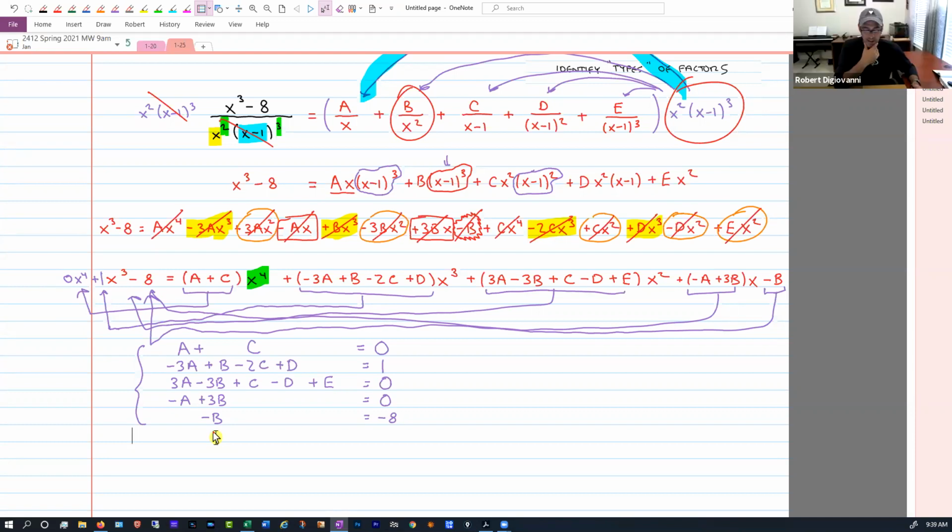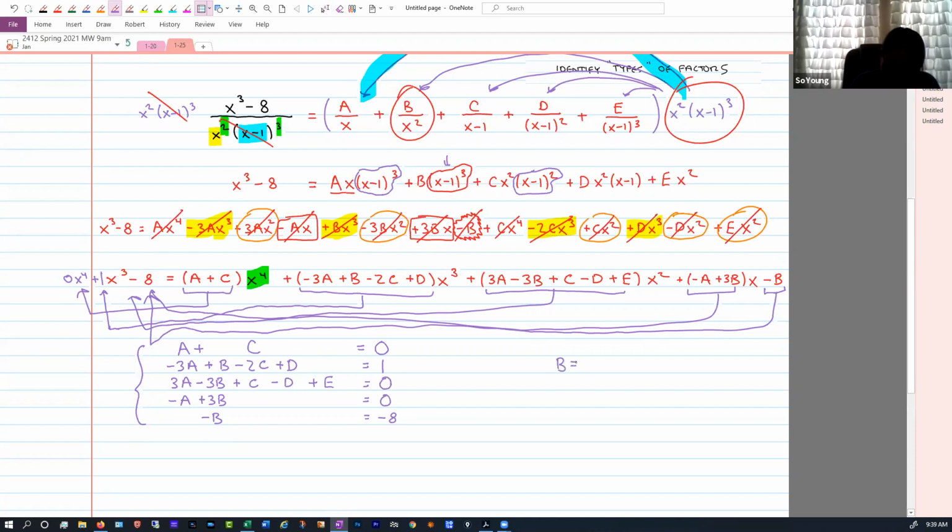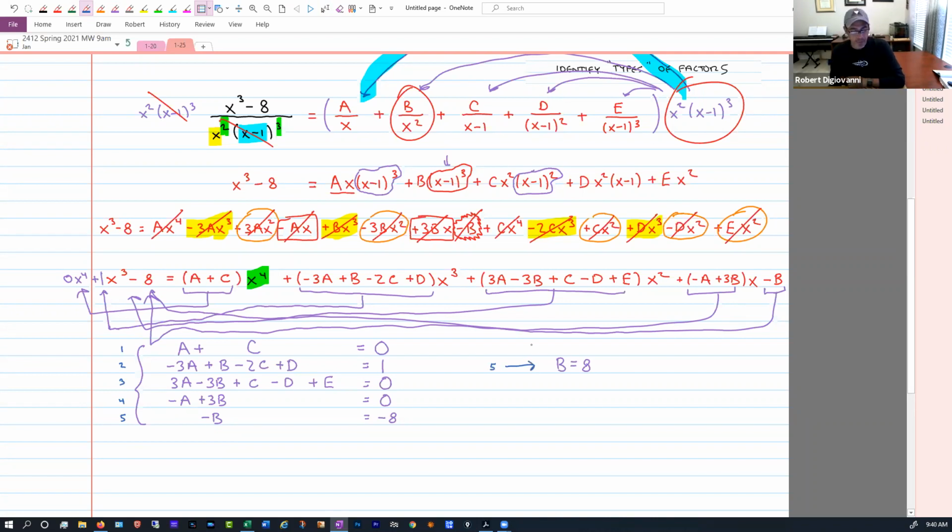Do we know anything right off the bat? Anyone? Do we know what A, B, C, D, or E is? B equals 8, right? Since negative B equals negative 8, we know B is 8. And I'm going to number these equations: 1, 2, 3, 4, and 5. So equation 5 tells us that B must be 8.